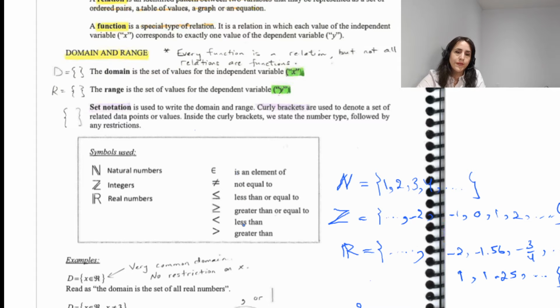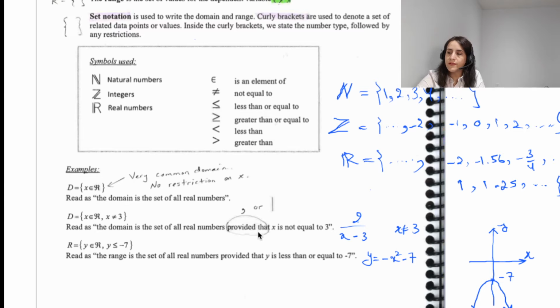Now let's go to these symbols. ∈ is an element of. An equal sign with a crossing line means not equal to. Less than with a line under it shows less than or equal to. Bigger than with a line under it means greater than or equal to. Less than without any line, and bigger than, greater than.